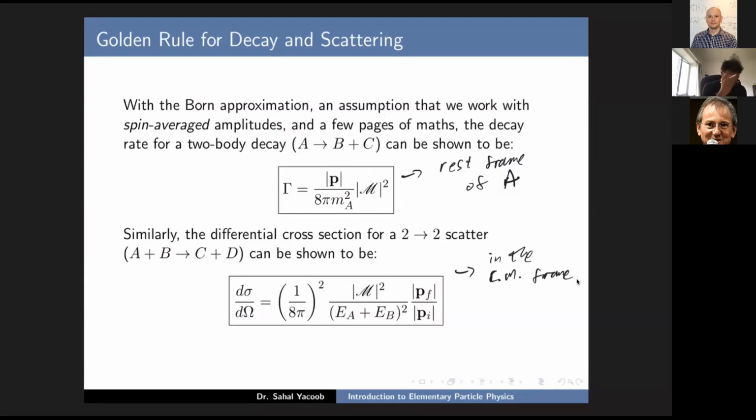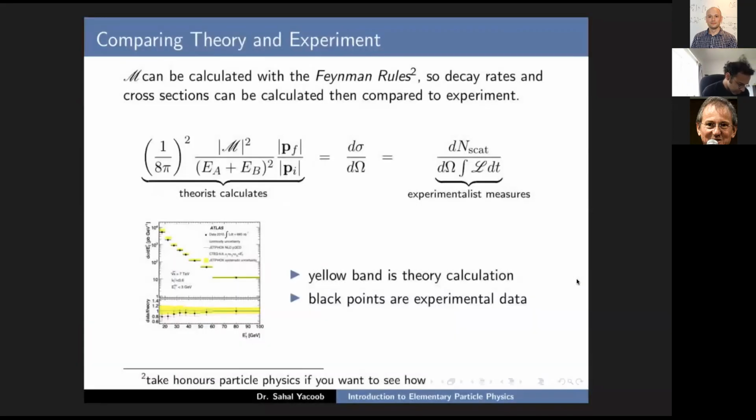And of course, it doesn't matter if we call it the center of mass of the initial state or the center of mass of the final state because they're conserved. So it's just the center of mass frame at any time.